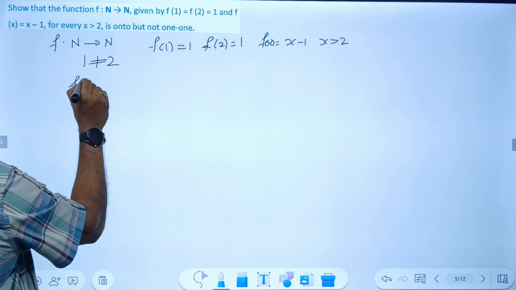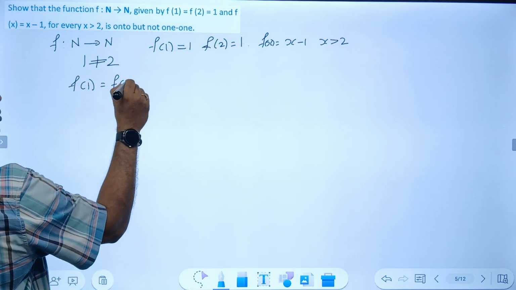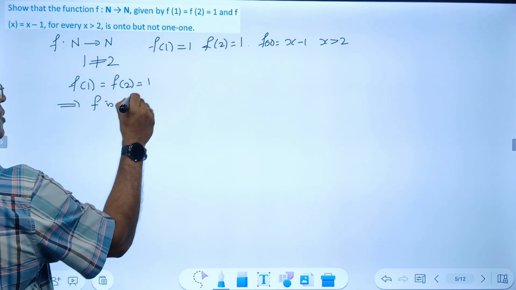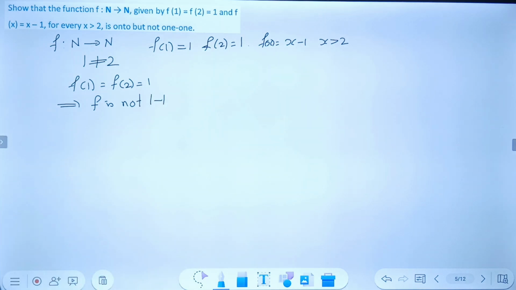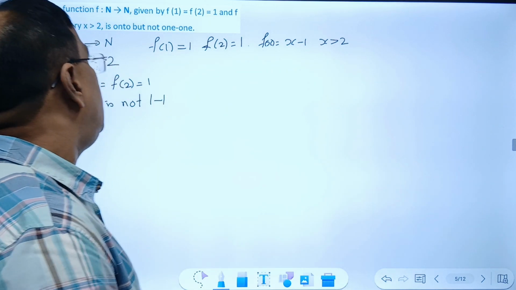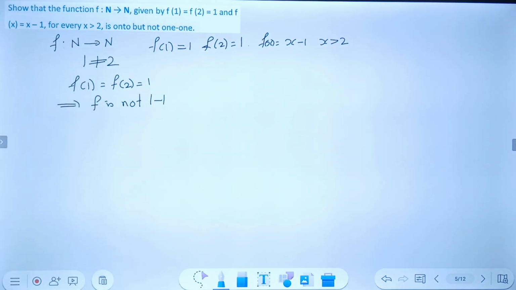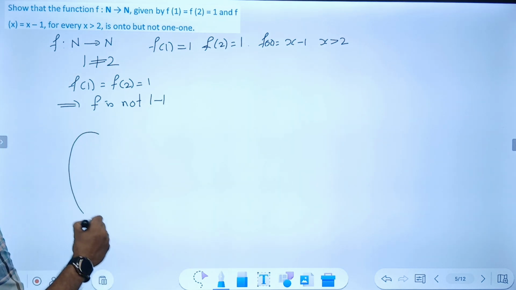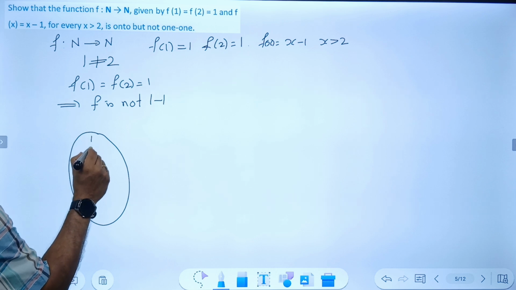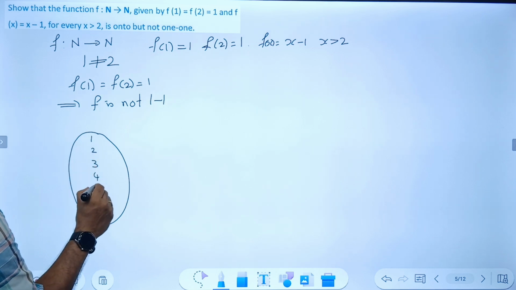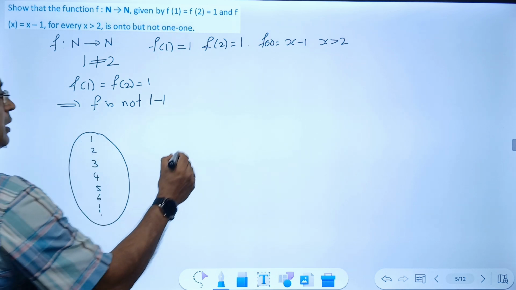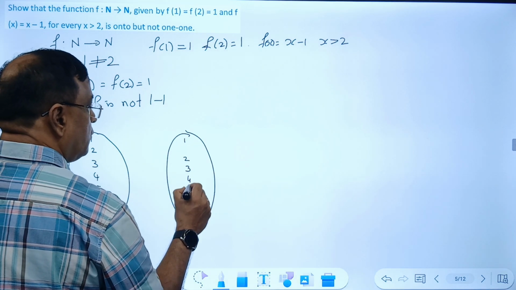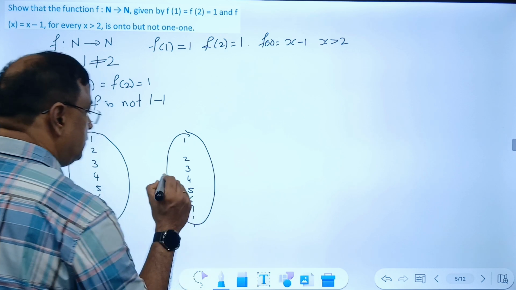But f of 1 is equal to f of 2. Both are equal to 1. This implies f is not 1 to 1. Therefore, f is not 1 to 1. Now I have to find onto. Now how do I find onto? Let us see. First let me represent it diagrammatically. All my natural numbers are like 1, 2, 3, 4, 5, 6, and so on to infinity. And here also it's natural numbers.